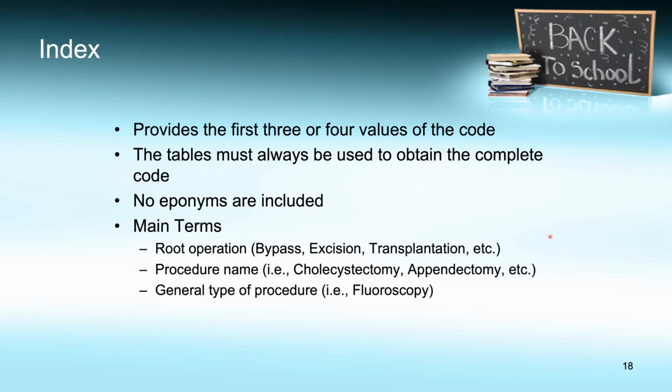Now, your main terms are typically going to be your root operation, so bypass, excision, transplantation, division, things like that. Common procedure names could also be used, like an appendectomy, a cholecystectomy, or a general type of procedure. They don't use eponyms, so your common procedure names and your root operations are going to be most often what you're using.